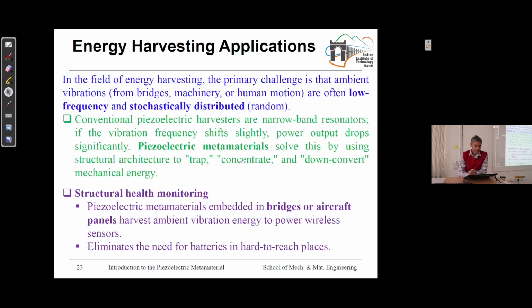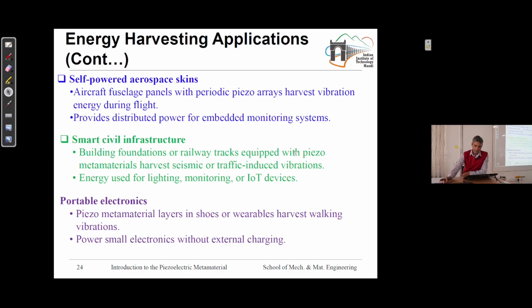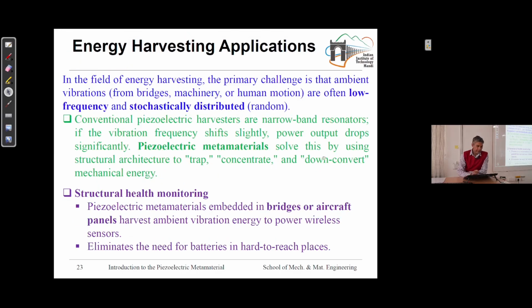Piezoelectric metamaterials solve this by using structural architecture to trap energy. That is, we can have these meta atoms, right. We design these meta atoms in such a way that they can work at the smallest frequencies, to concentrate and down convert mechanical energy.